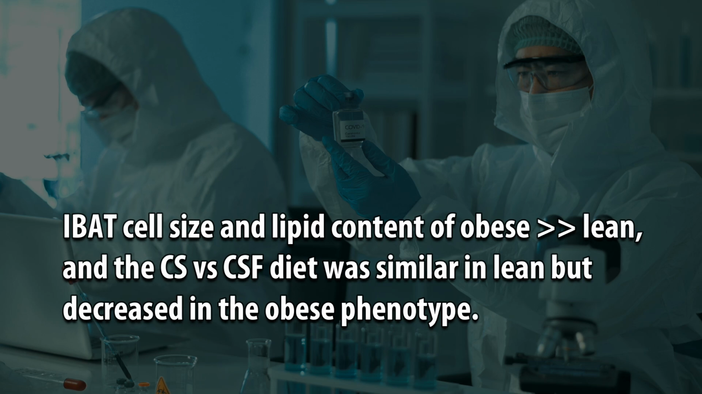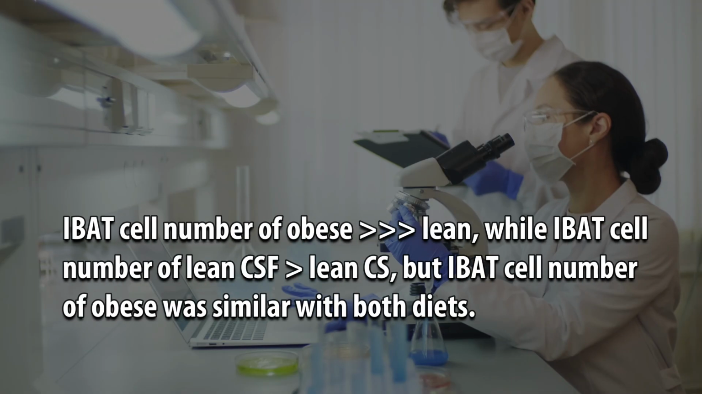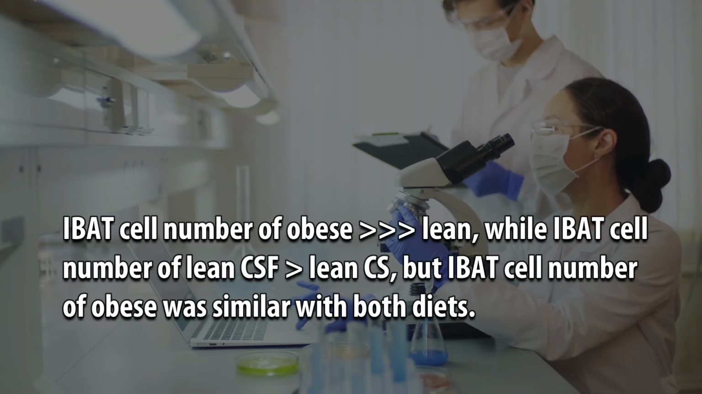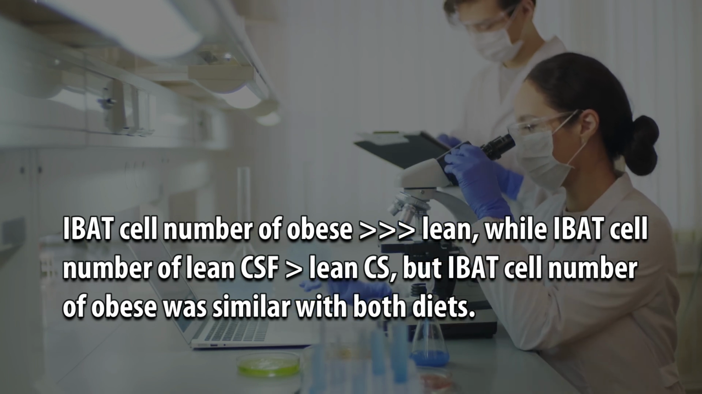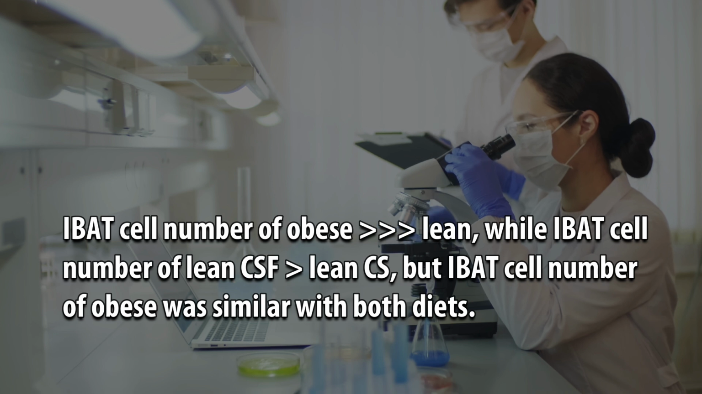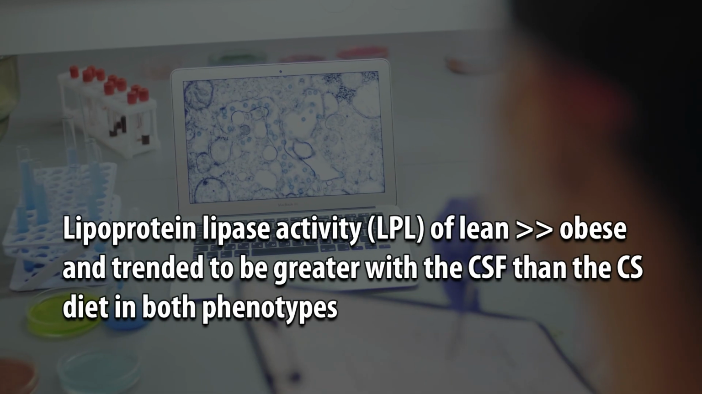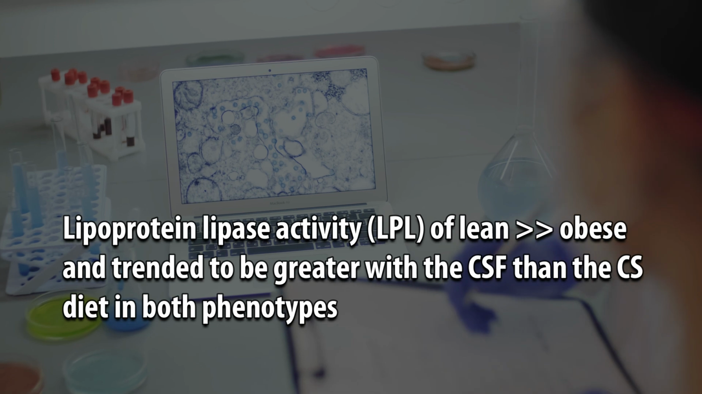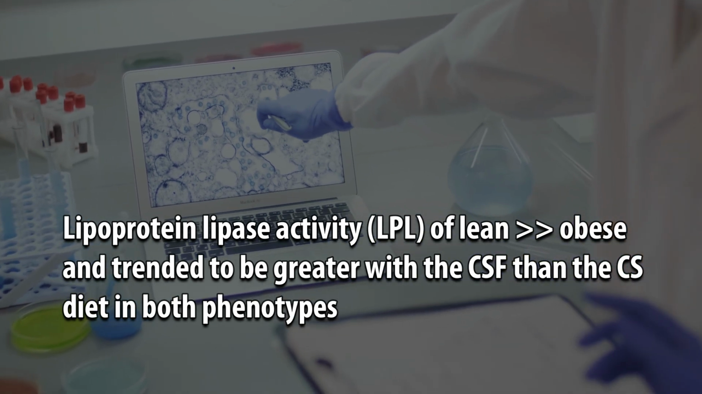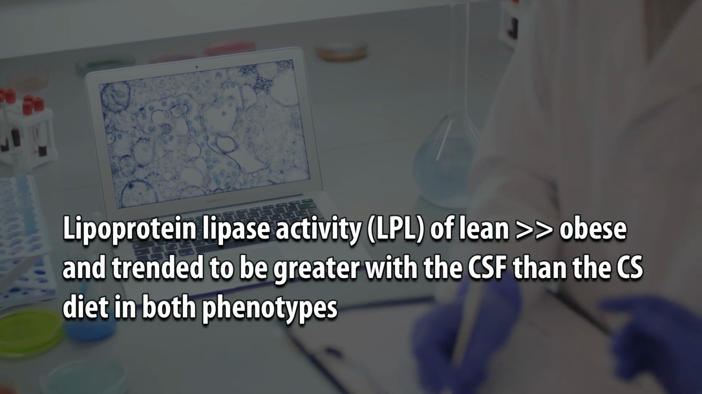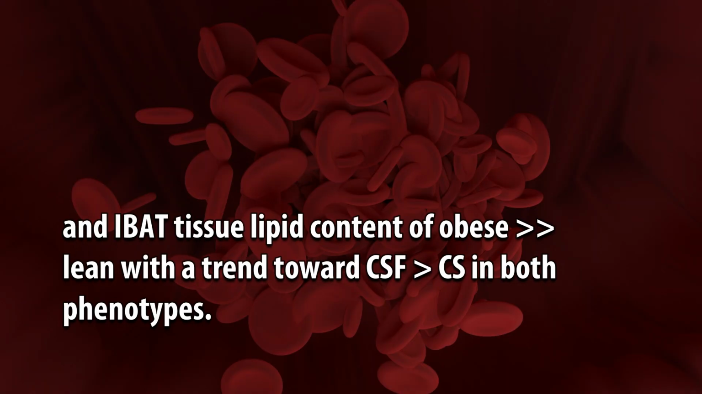IBAT cell size and lipid content of obese and lean on the CS versus CSF diet was similar in lean but decreased in the obese phenotype. IBAT cell number of obese and lean, while IBAT cell number of lean CSF was greater than lean CS, but IBAT cell number of obese was similar with both diets. Lipoprotein lipase activity LPL of lean and obese trended to be greater with the CSF than the CS diet in both phenotypes. And IBAT tissue lipid content of obese and lean with a trend towards CSF-CS in both phenotypes.